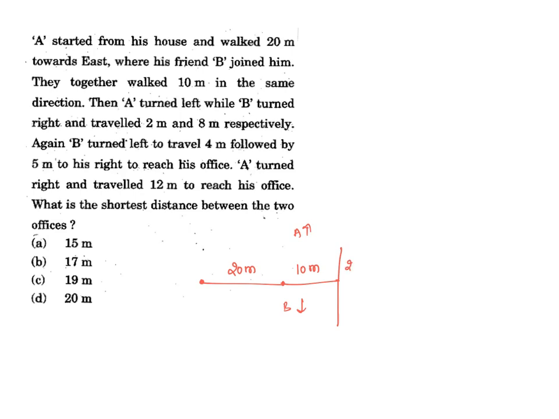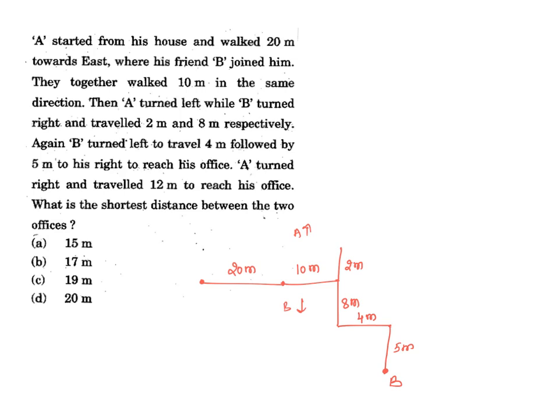Respectively 2 meters and 8 meters. Then again B turned left to travel 4. Now left of B is this and it is traveling 4 meters, followed by 5 meters right. So right is this, to reach his office. So this is B's office.